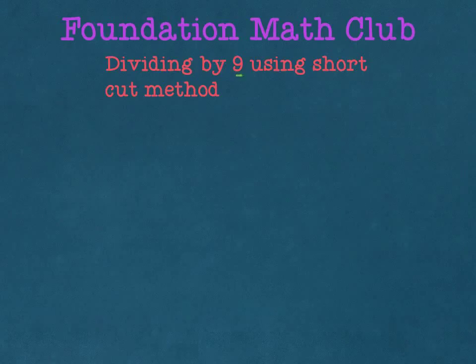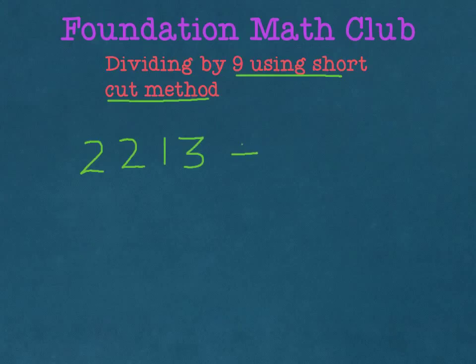Today we are going to learn dividing by 9 using the shortcut method. For learning this, the first example that I'm going to take is 2213 divided by 9. First step, very easy.